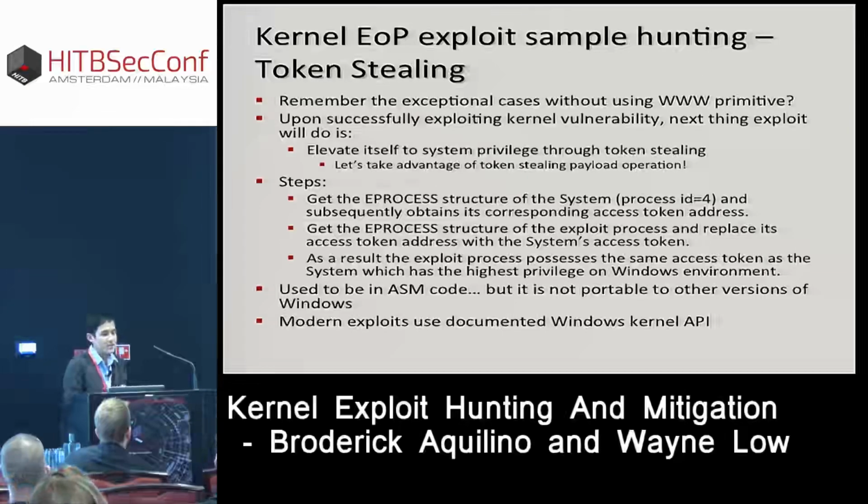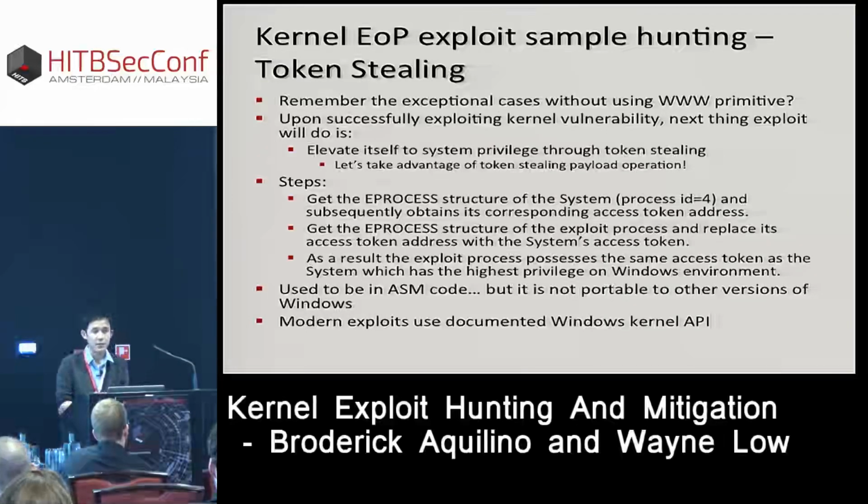Traditionally, all of these steps are implemented in pure assembly code that would require some constant offsets to find the actual token address, which is one of the fields in the EPROCESS structure, and also traversing the active process list to find the system process and retrieving other hard-coded information. But kernel exploits these days use documented Windows kernel API functions to perform all these steps to improve resilience and portability.